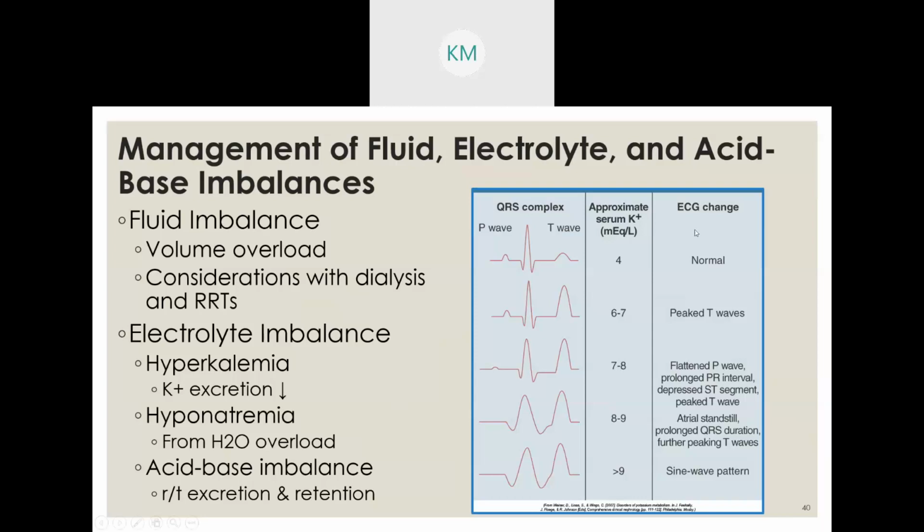Okay, so look over here to the right where you see in the middle, approximate serum potassium. There's a 4. Here's a 6.7. See what's happening with this T wave? 7.8, 8.9, and above 9. You see how it's getting all wonky? This is normal. And this can make a patient code. Well, it does make a patient code. No if about it.